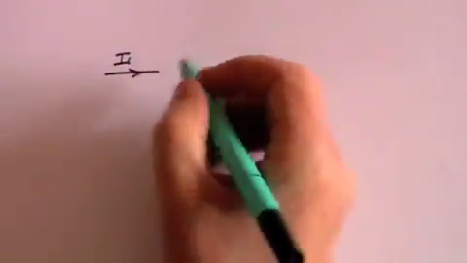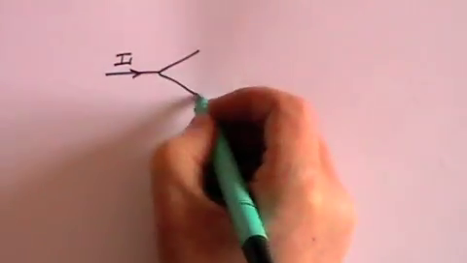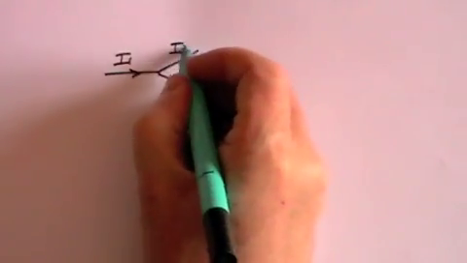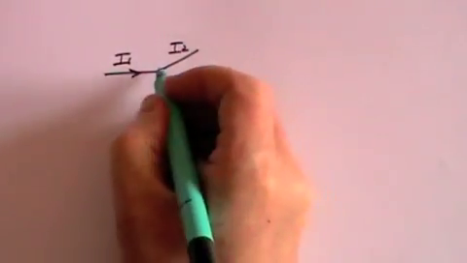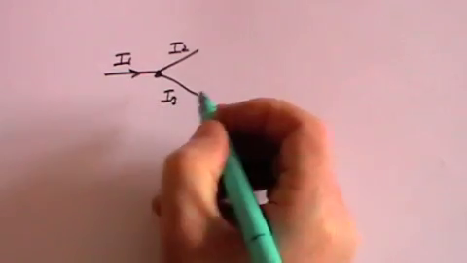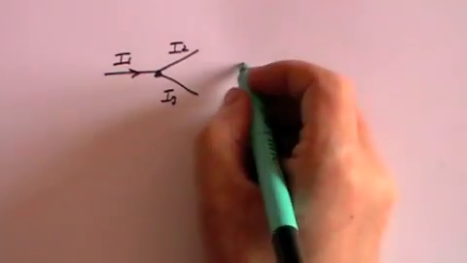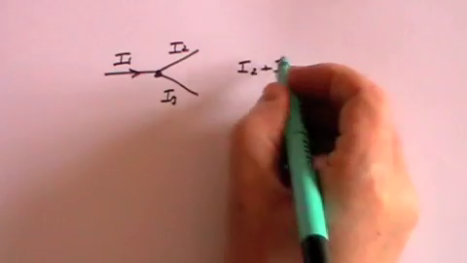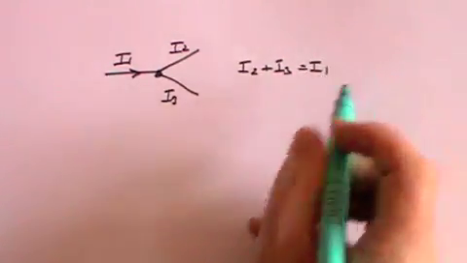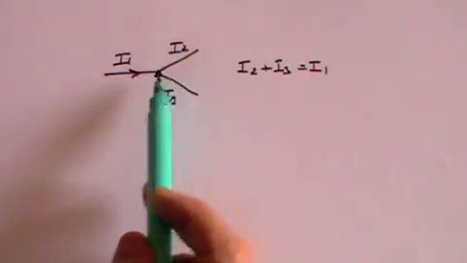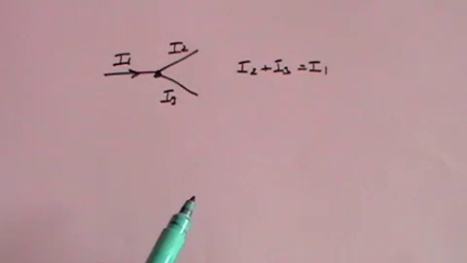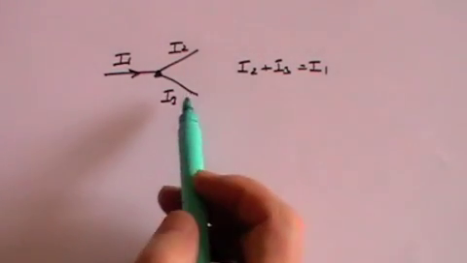So if you have a current travelling through a wire, let's call that I1, and then the current is split into two, I2 and I3, at a junction there, then what you can say is that I2 plus I3 equals I1, because there's nowhere else for any additional bits of current to go, nor is there any other source of current.